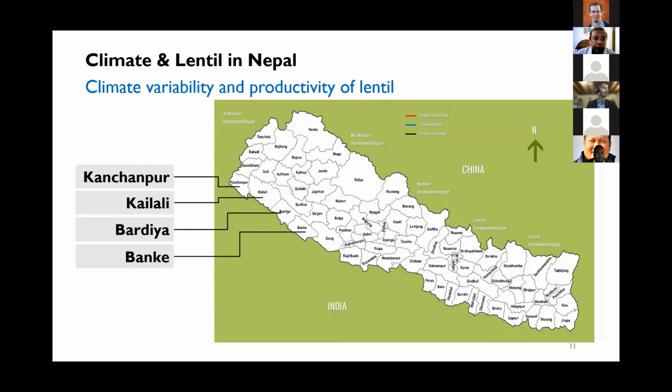Now, based on the climate variability discussed in the previous slides, let's examine productivity of lentil in four prominent lentil growing districts: Kanchanpur, Kailali, Bardia, and Bake.